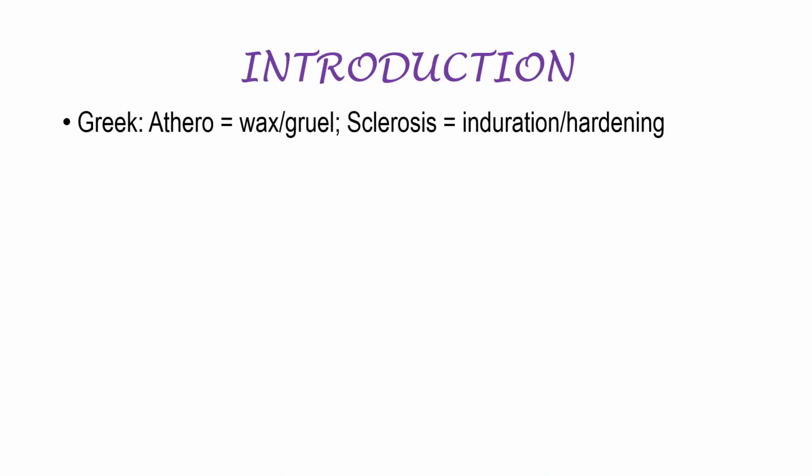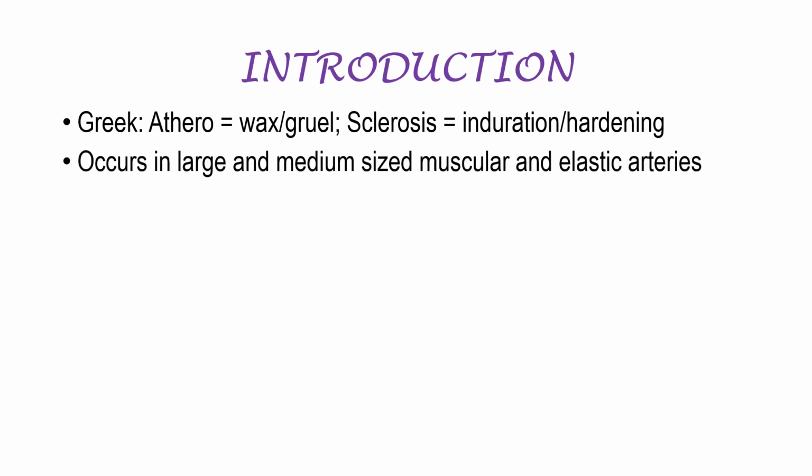The word atherosclerosis originates from two Greek words. The athero part of the word means a wax or gruel, which simply refers to the necrotic core of the atherosclerotic plaque, as we shall be illustrating shortly. The sclerosis part of the word refers to induration or hardening, which corresponds to the fibrous part of the atherosclerotic plaque. Atherosclerosis occurs in the large and medium-sized muscular and elastic arteries.